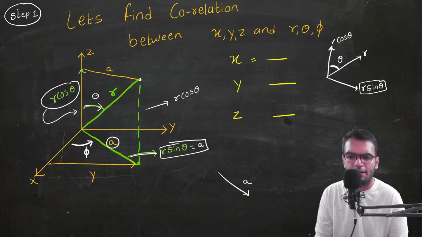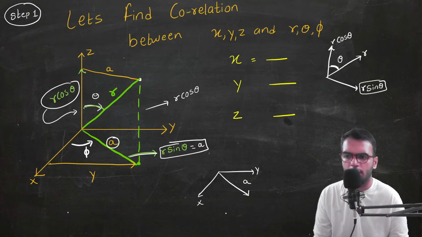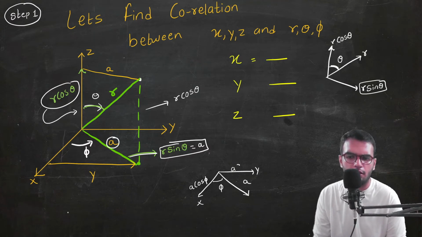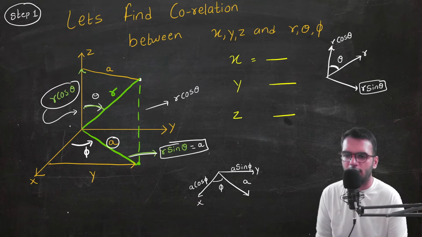If this is my A vector, this is my X component, this is my Y component, and this is my angle phi. So obviously this component will become A cos phi. This component will become A sin phi. I am using basic vectors. I hope your basics are clear.